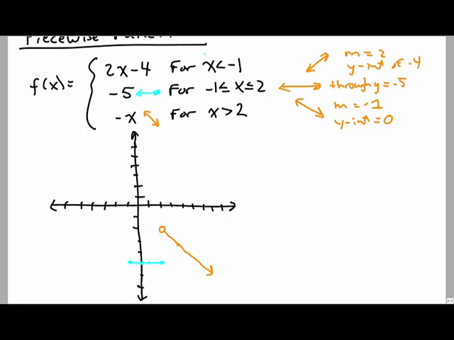I'm going to do the same thing and plug in a -1. 2 times -1 is -2. -2 minus 4 is -6. So -1, 1, 2, 3, 4, 5, 6. Now that's a hollow point because I don't have an equal sign here.